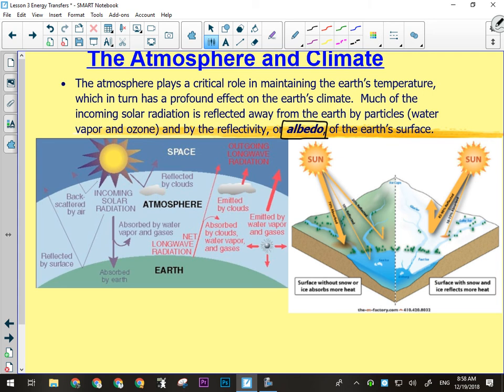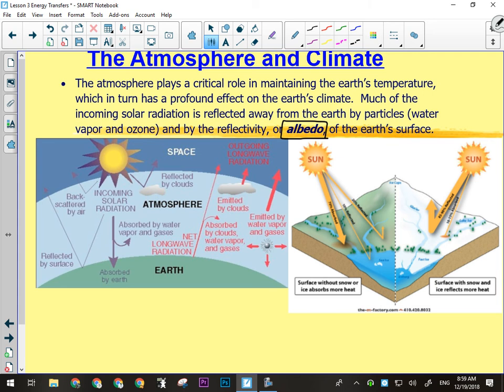Everybody with me there? All right, so high albedo, highly reflective. Low albedo, very absorbing. So we need to know about that because that's going to really influence how much energy is absorbed in an area.